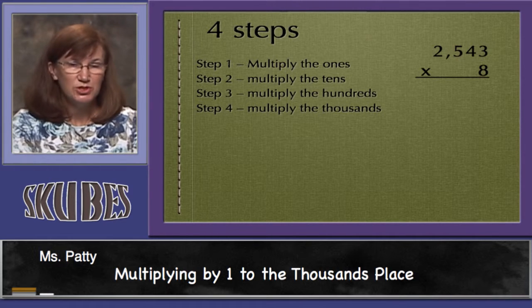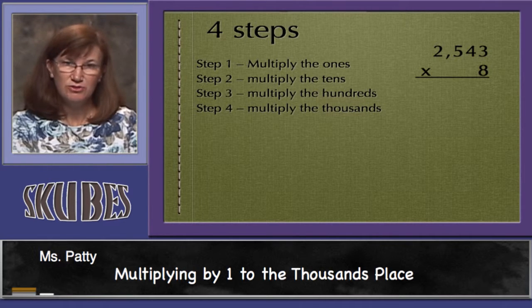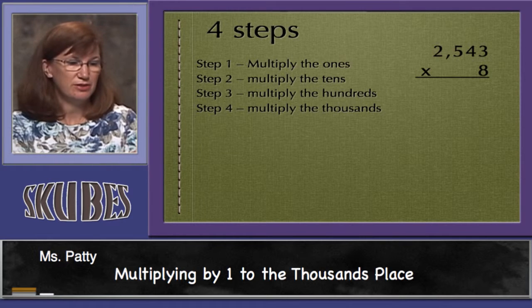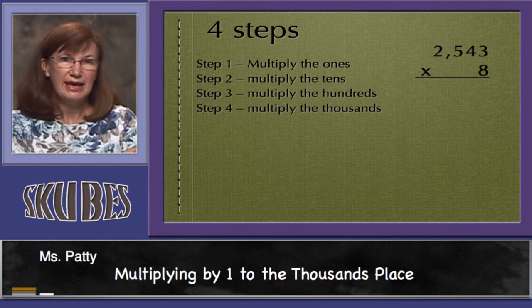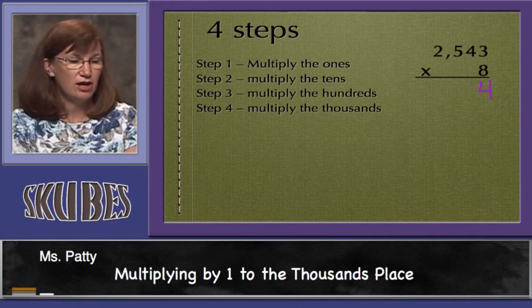It's very simple. You start by multiplying the ones house, then the tens house, then the hundreds house, and then the thousands house. Let's take a look at this problem and work it together. We'll start by multiplying 8 times 3. That's 24. We'll put our 4 in the ones house. Make sure you keep your numbers in their columns.